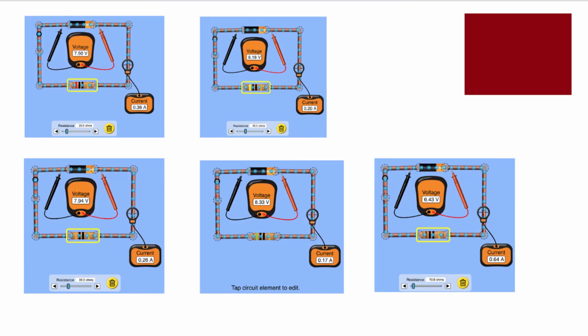So I went to the PhET simulation and I did exactly that. I changed the resistance of this resistor here. You can see I have different colors. The different colored bands stand for different resistors, and I measured both the voltage and the current.